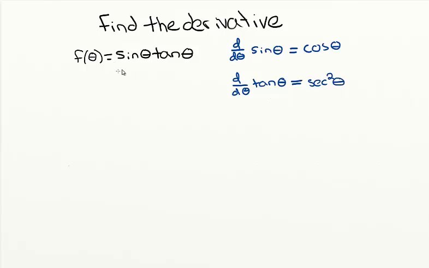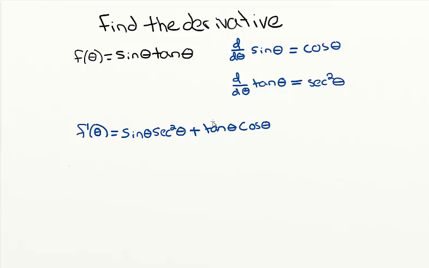Now we have our function sine of theta times tangent of theta, so that should tell you that to take the derivative, we need to use the product rule. So we're going to go ahead and do that. Product rule says we take the first function, sine of theta, and multiply it by the derivative of the second, which is secant squared theta, because that's the derivative of tangent of theta. Then we add to it our second function, tangent of theta, multiplied by the derivative of the first function, which is cosine of theta.